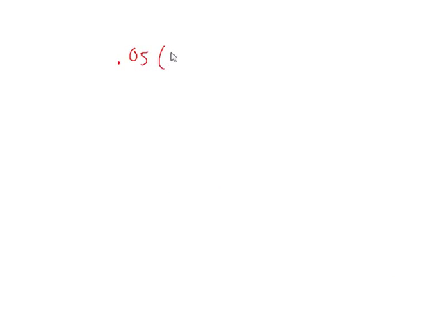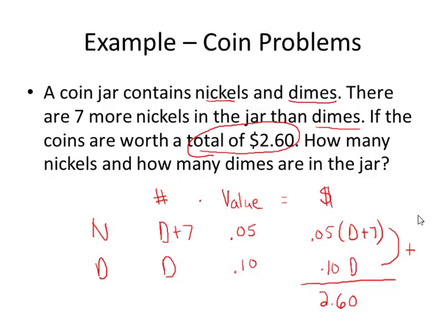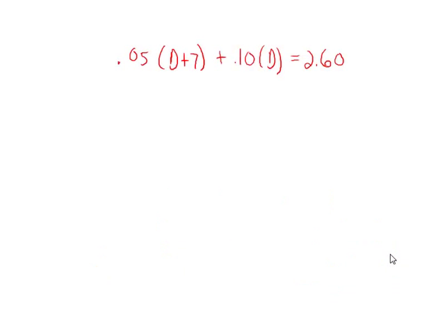0.05 times D plus 7 plus 0.10 times D equals $2.60. Now I want to make sure I copied that right, so let me go back a screen and compare that again. 0.05 times D plus 7 is there. 0.10 times D is there. And the total was 260, and that was there. You'd be surprised how many students make a mistake miscopying information from the problem. It's tough to get it right if you don't start with the right information.